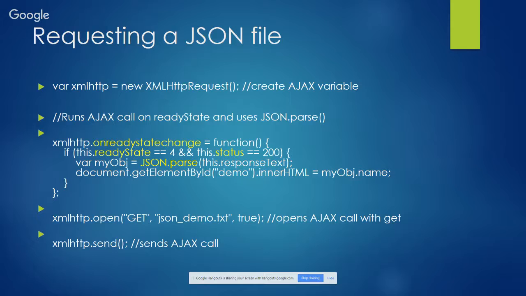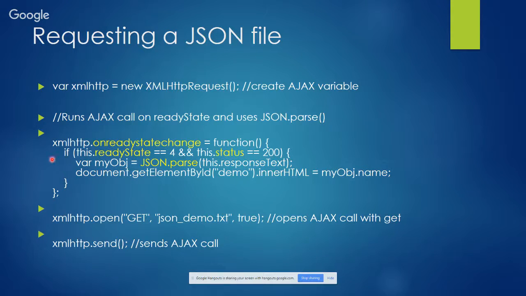So just going over, here's a sample request for a JSON file. You're going to start by instantiating the XMLHttpRequest object, and then this is the important part down here, right? This is where you're building that variable that you just instantiated. So you're going to check on the ready state. On ready state, it's going to run this function below.